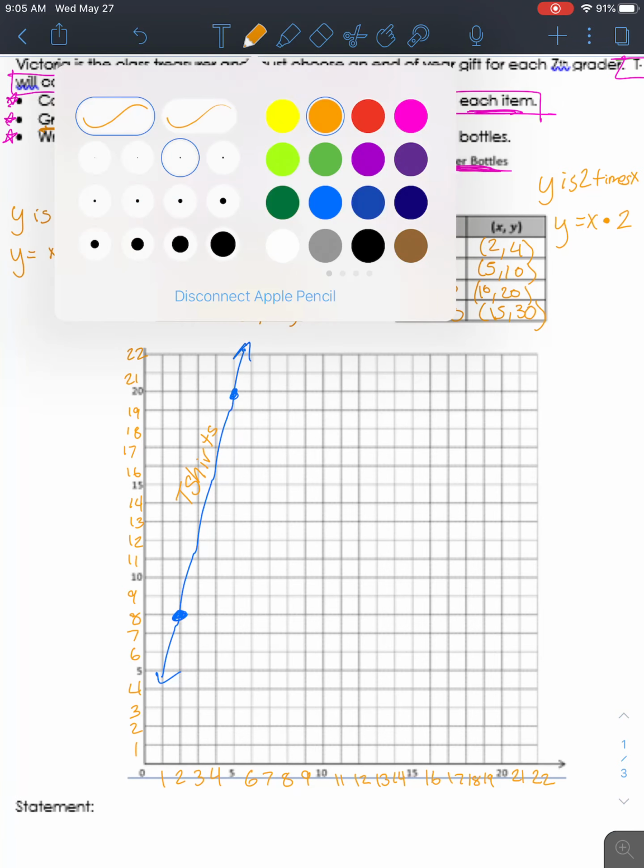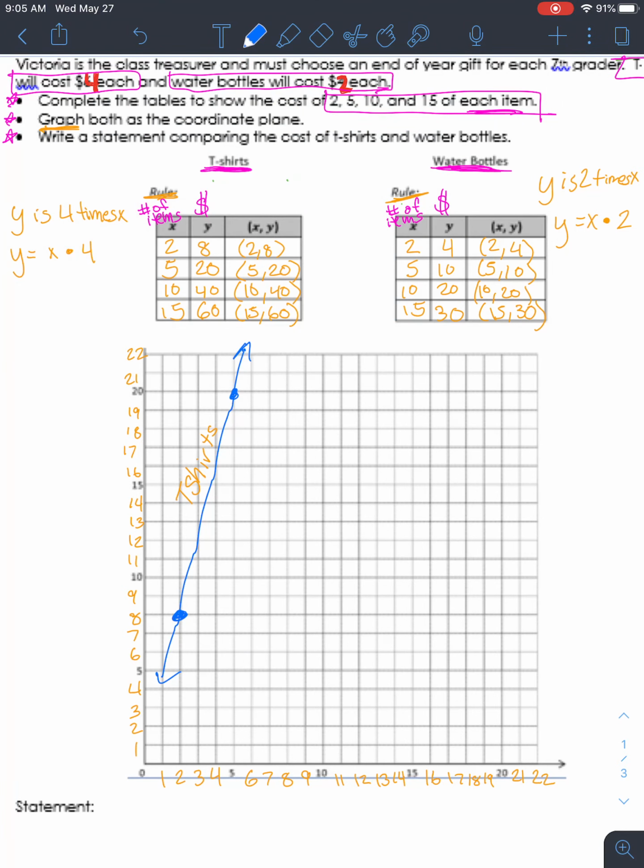All right, and let's go ahead and get started with the water bottles. So I'm going to graph, actually let's do that in a different color. 2, 4, 5, 10, 10, 20, and then 15, 30 you wouldn't be able to see on this coordinate plane. Again, you can draw a larger coordinate plane if you'd like. If not, don't worry, you can make your line with what you have.